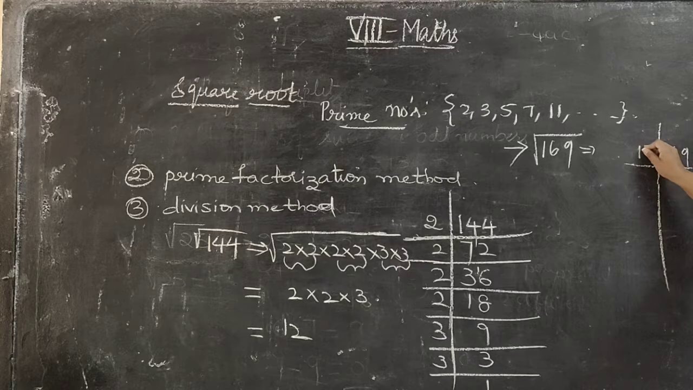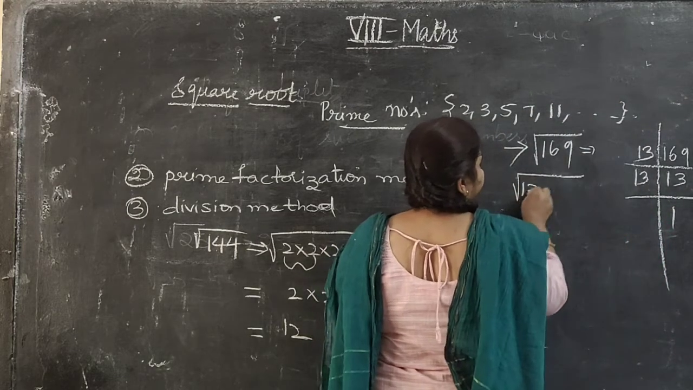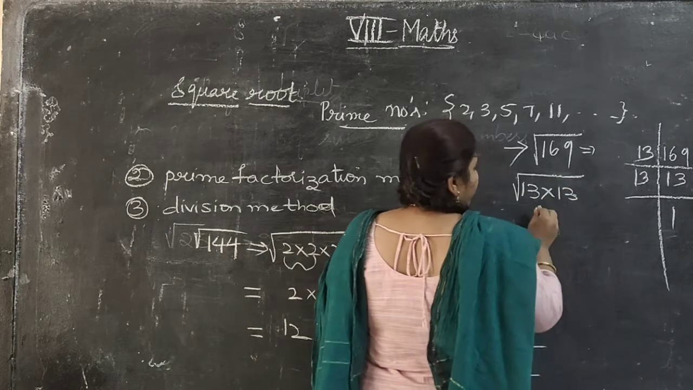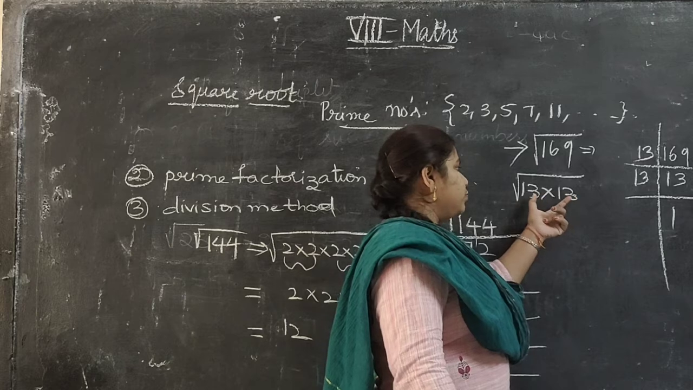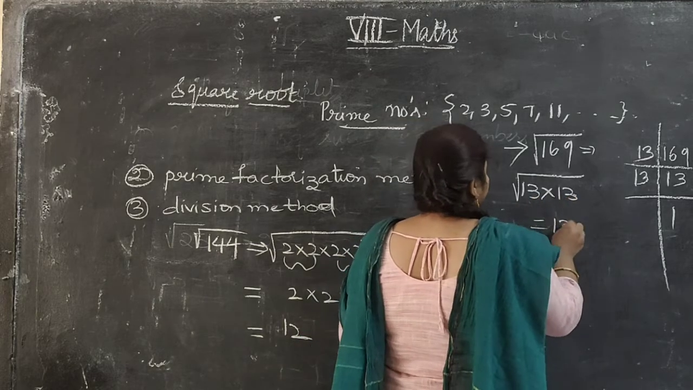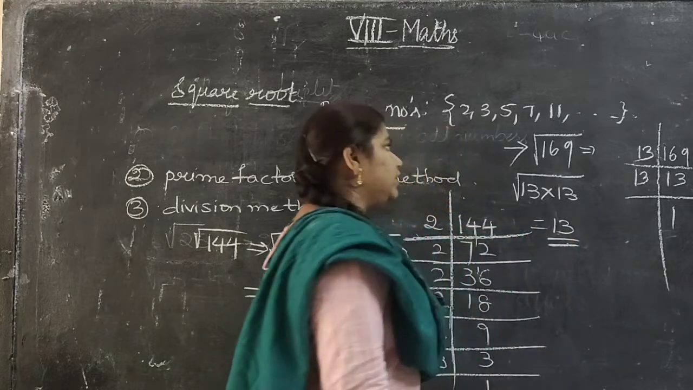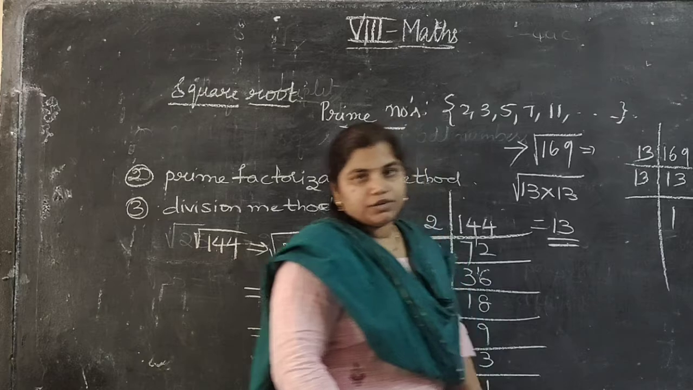13. 13 13s are 169. So we can write 169 as 13 into 13. So how to find the square root here? Square root is nothing but, from this product of two equal factors, we take only one factor, that is 13. So 13 13s are 169, so our square root of 169 is 13.